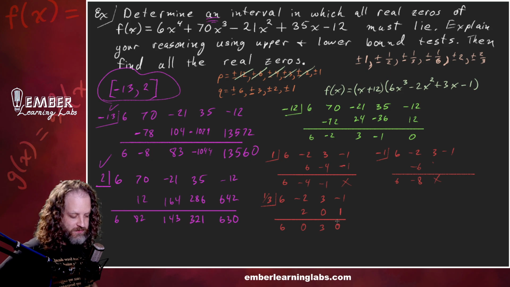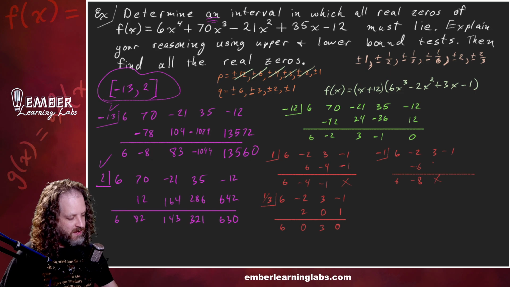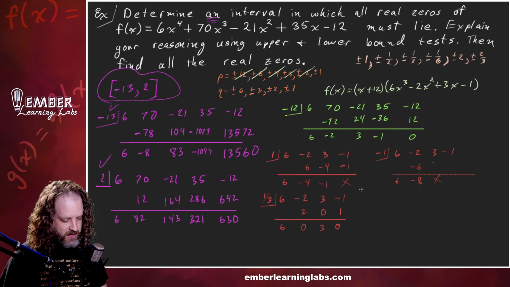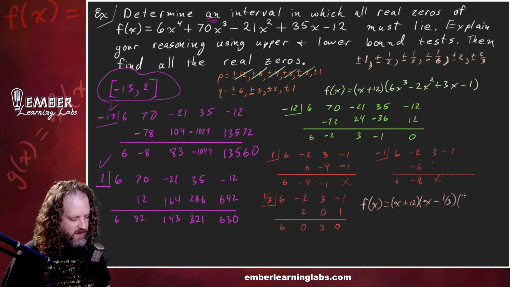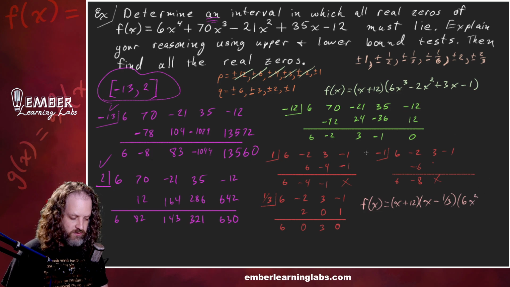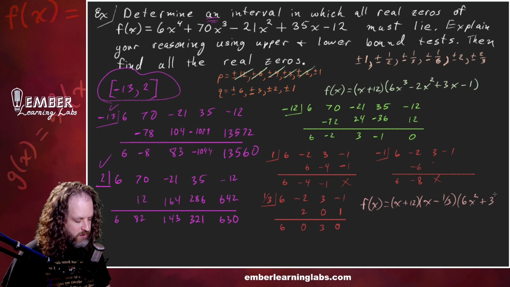So now we factor. Now this is really handy. This is factored into f of x equals x plus 12, the one up there that we found, times x minus 1/3, flipping the sign there, and then times 6x squared. There's no x term, so plus 3.